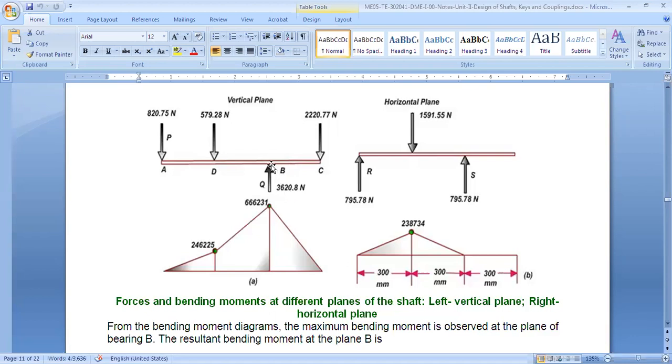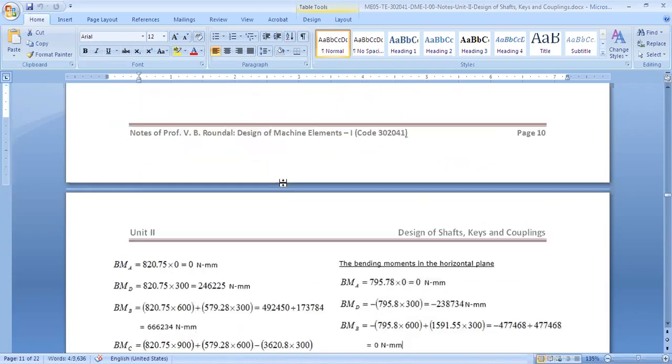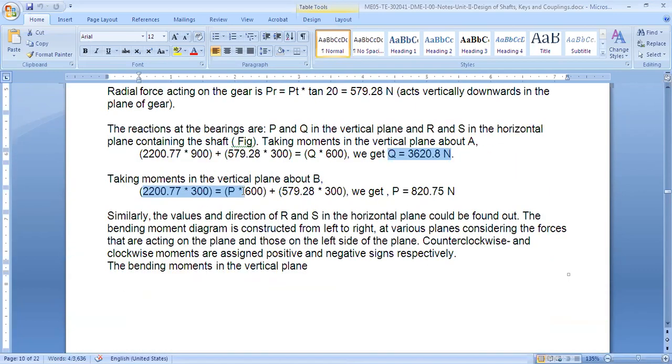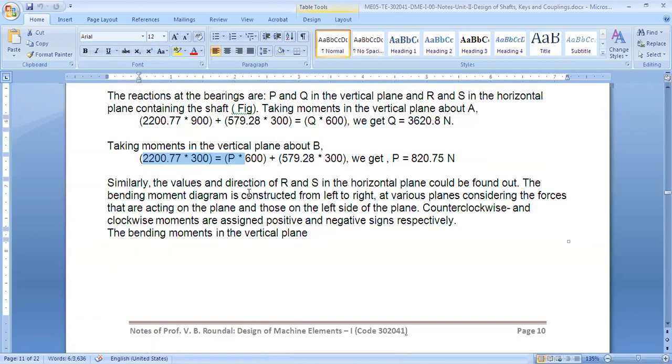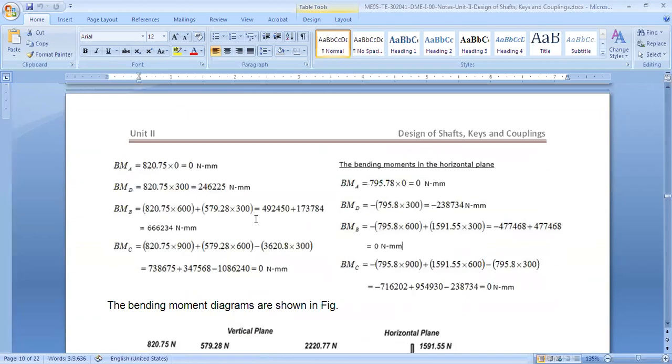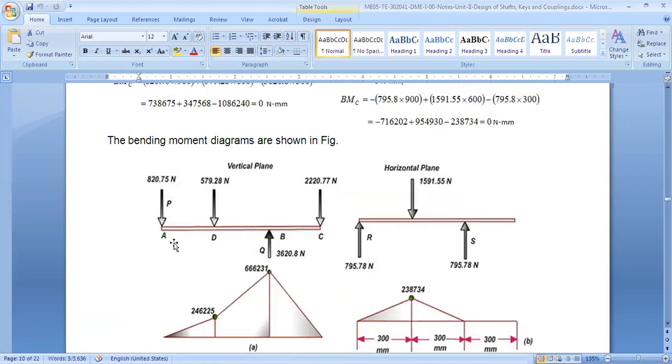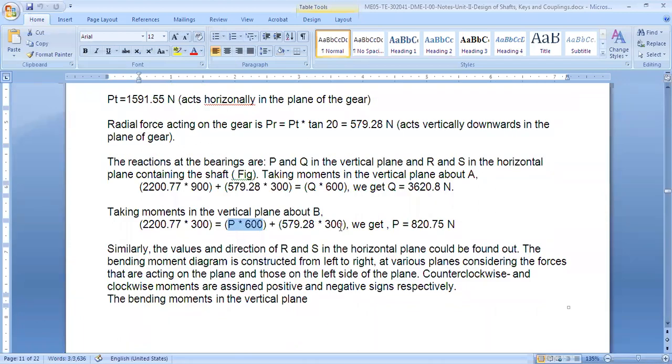Using this, we can find the reaction at B. Now similarly, we take moments at B and try to find the reaction at A. Taking moments at B, we have 2220 into 300, right, equal to the reaction at A into 600 and 579 into 300, right?